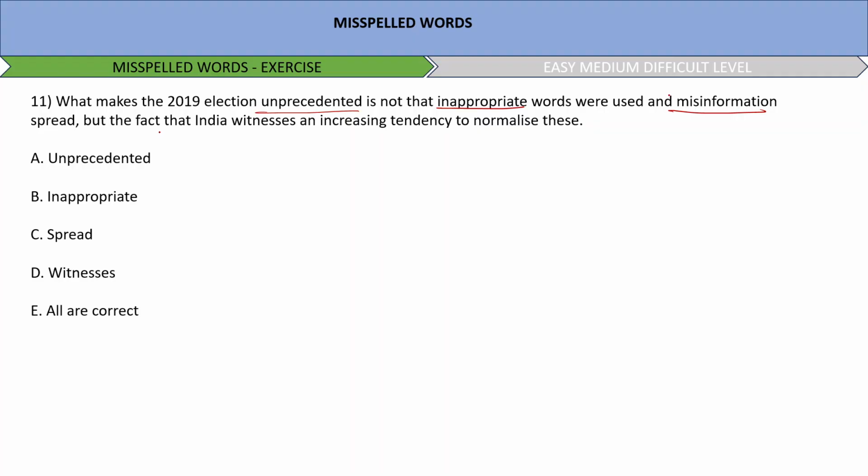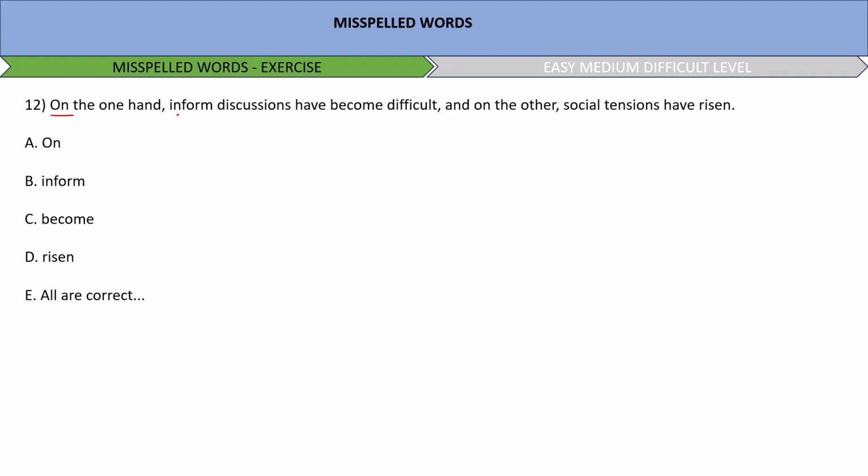Next, on the one hand, informed discussion have become difficult, and on the other side, social tension has have risen. So the correct answer is informed. It should be informed and not informed.